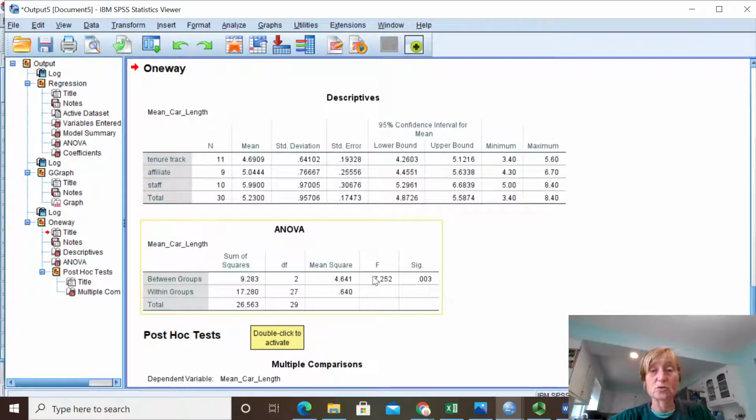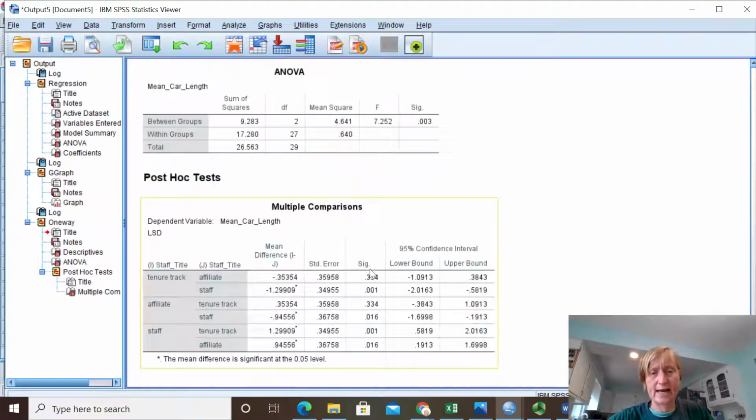Well, when I look at the ANOVA, it is a statistical test with an F value, so we're going to have to report the F value equal to 7.25, the total degrees of freedom of 29, and the P value is 0.003. Yes! What that tells us is the differences we see are not just due to chance. In other words, there are some real differences between our three groups here. Yes, but which group is significantly different from each other? Are they all different from each other? Or are the staff different from the tenure track but not different from the affiliates? How do I know? That's when we do a post hoc test.